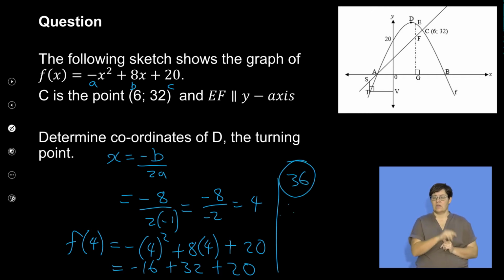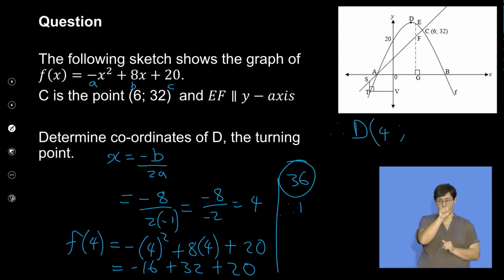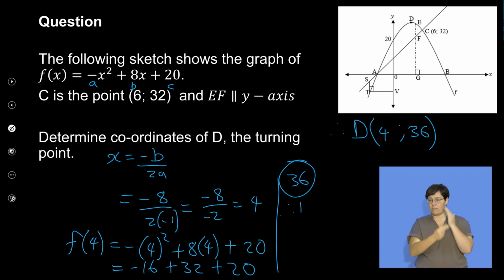So in simple terms, the coordinates of D, which I want to write up here so you can see them clearly, will be: we said the x was 4, and the y we found to be 36, right? Always try to verify and use your calculator. And it does make sense because D is in the first quadrant, which means both the x and the y are positive.